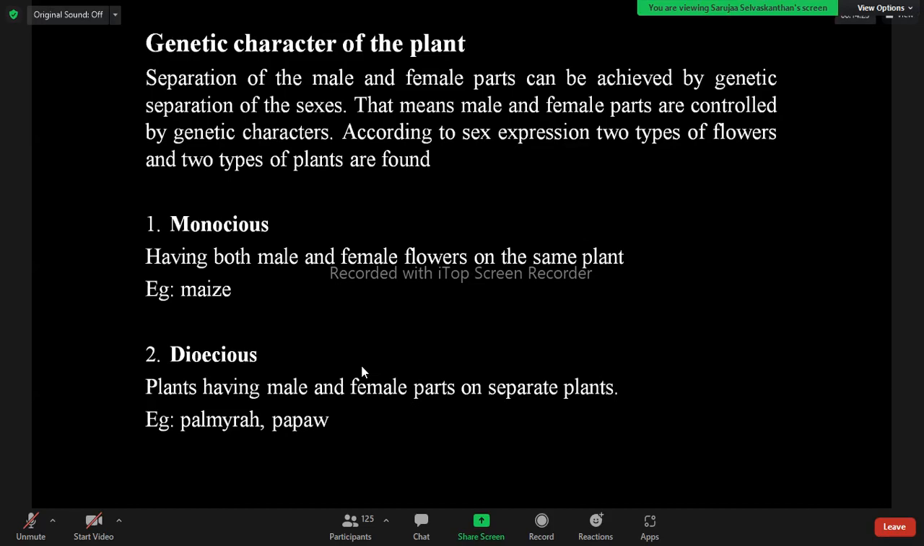You may know these terms. Monoecious means having both male and female flowers on the same plant. Example, maize. Dioecious means male and female parts are on separate plants: the male flower is on one plant, that is the male plant, and the female flower is on another plant. Example, palmyra, pepper.